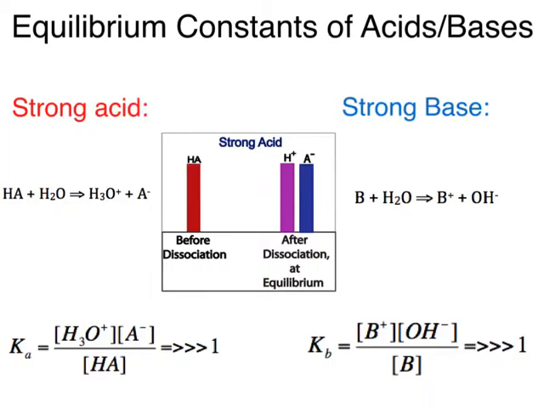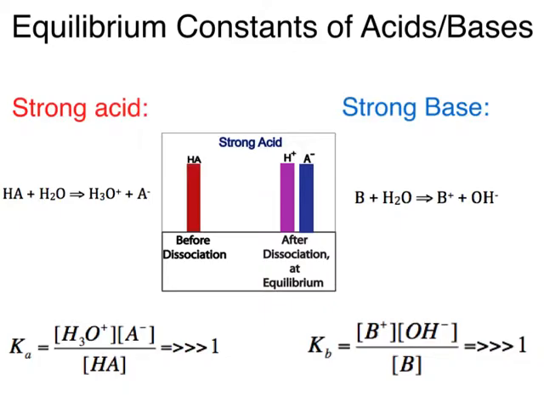Now, if these concentrations are really, really big and this concentration is really, really small, you can see that this number would be significantly greater than 1. Same over here. If these numbers were significantly big and this number was significantly small, this number would be significantly bigger than 1. And that's what we see.